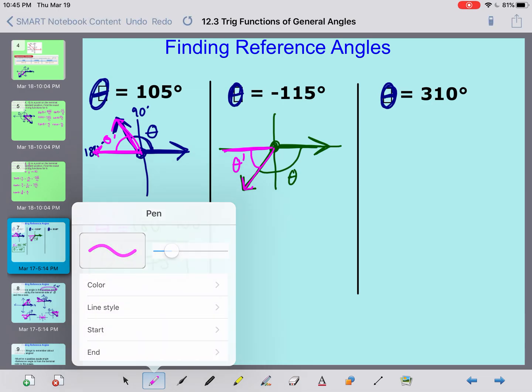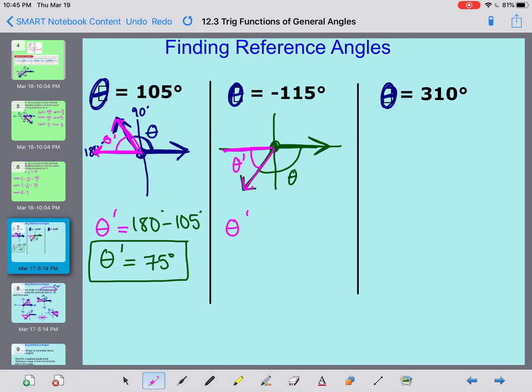So here, to find theta prime, I'm going to do 180, because I know this is a full 180 degrees. Yes, it's in the negative direction, but this is 180 degrees. And I'm subtracting the 115. So that pink angle, of the total 180, is only 65. So my reference angle is 65 degrees. And use that prime symbol there so we know that you're talking about the reference angle, not the angle itself.